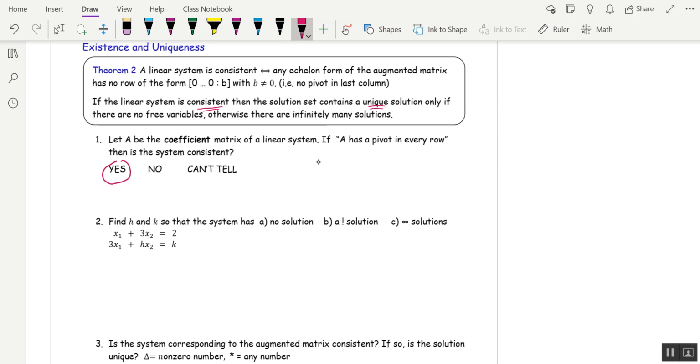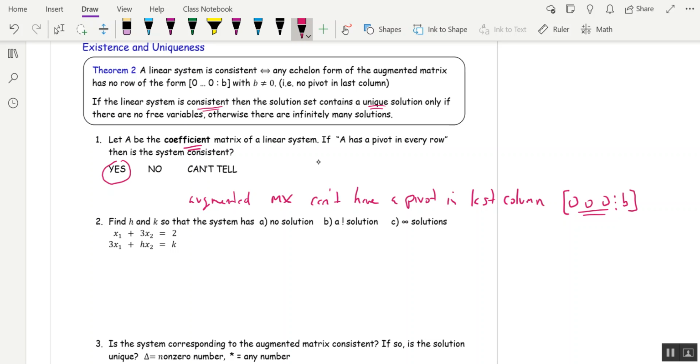Here's why. If A has a pivot in every row, remember A is the coefficient matrix, the augmented matrix can't have a pivot in the last column, the b column. That's because A has a pivot in every row. So you couldn't get in the augmented matrix all zeros and then a b, because you're told that these aren't all zeros for any row.